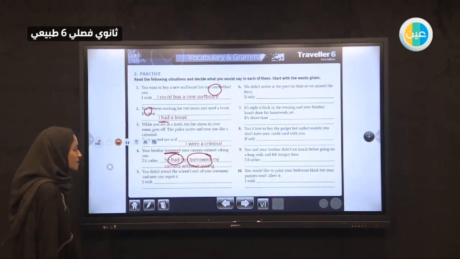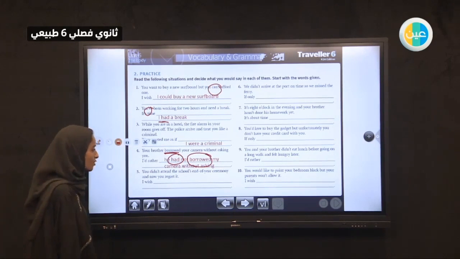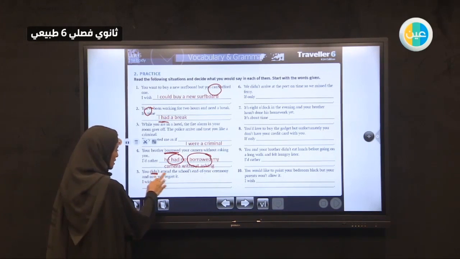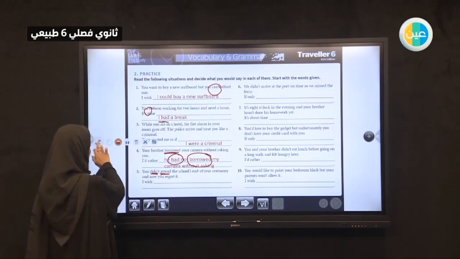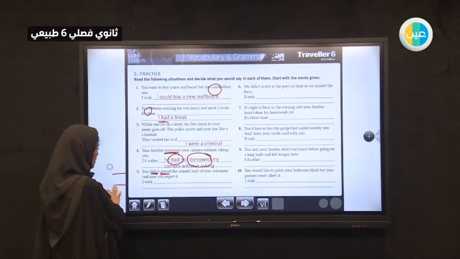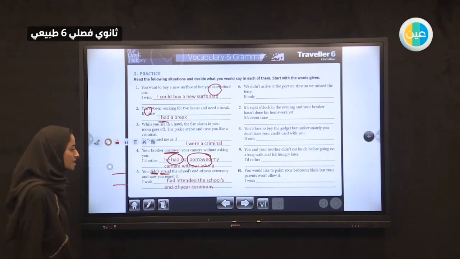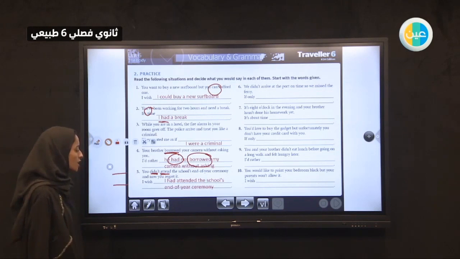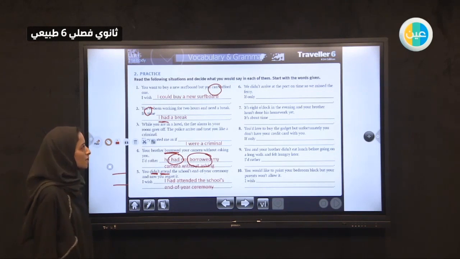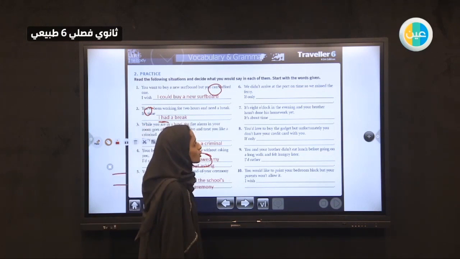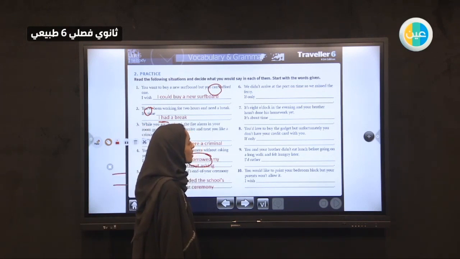You didn't attend the school end of the year ceremony, and now you regret it. It happened maybe last year. Didn't attend. So we will change it into the other one. So we would use it here as, I wish I had attended the school's end of year ceremony. We didn't arrive at the port on time, so we missed the ferry.